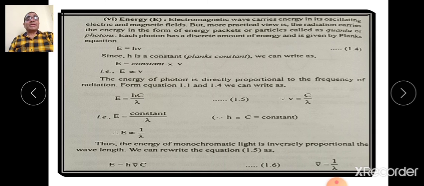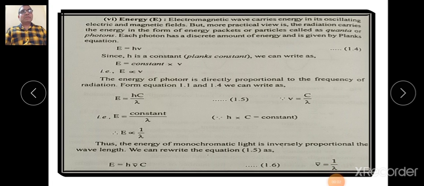Now E is also related with lambda, and the relation is E equal to hc upon lambda. As h is a constant, c is a constant, and therefore energy is inversely proportional to the lambda, that is, as energy increases, wavelength decreases, and vice versa. Energy is also related with wave number, and the final relation is E equal to h into nu bar into c.